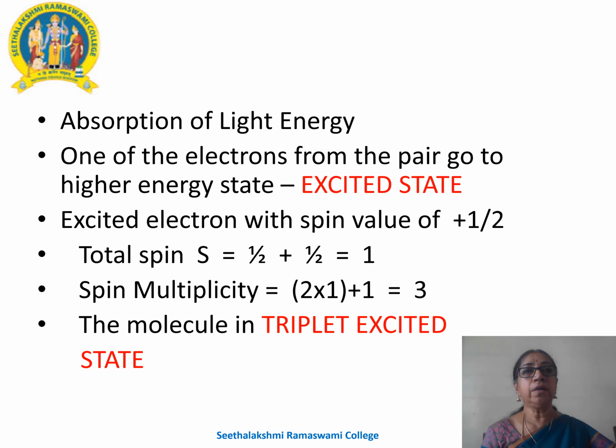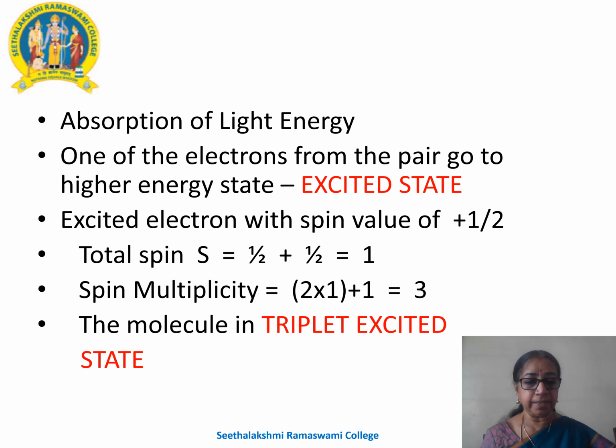Now we are entering into the photochemical reaction, and now we have to apply the Jablonski diagram here. During photochemical reaction, the molecules absorb light energy in the form of photons. Because of absorption of light energy, one of the electrons from the pair which are present in the ground state will go to a higher energy state. Higher energy state is commonly called the excited state.